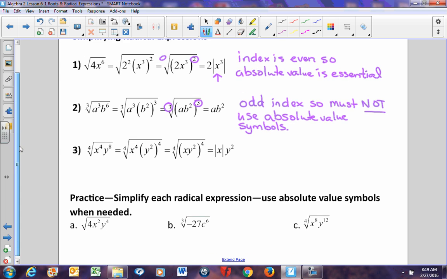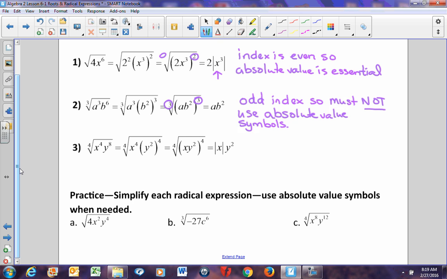Let's look at one more example here. The fourth root of x to the fourth, y to the eighth. That's the same thing as saying the fourth root of x to the fourth, y squared to the fourth. So quantity x, y squared to the fourth. Since it's a fourth root, we need 4 to take out 1, don't we? We have 4 x's, so we take out 1 x, but we take out y squared. Notice, the y squared doesn't need to be in the absolute value symbol. Because no matter what, when you square y, even if it was negative, it would turn into a positive, wouldn't it? Because y squared is never negative, because negative 1 squared is positive 1.